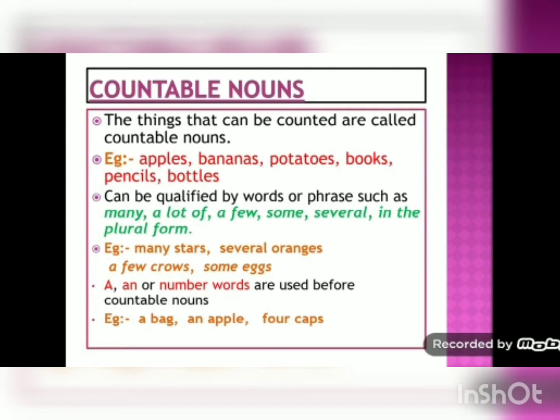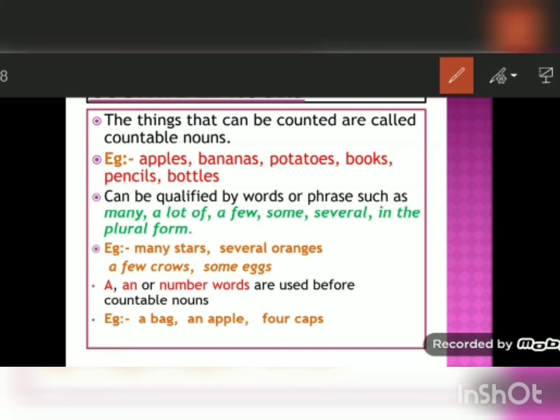You have already learned that nouns can be both countable and uncountable. So first let's see what do you mean by countable nouns. The things that can be counted are called countable nouns. So the things which we can count are known as countable nouns. For example, apples, bananas, potatoes, books, pencils, bottles. So these are all examples of countable noun.